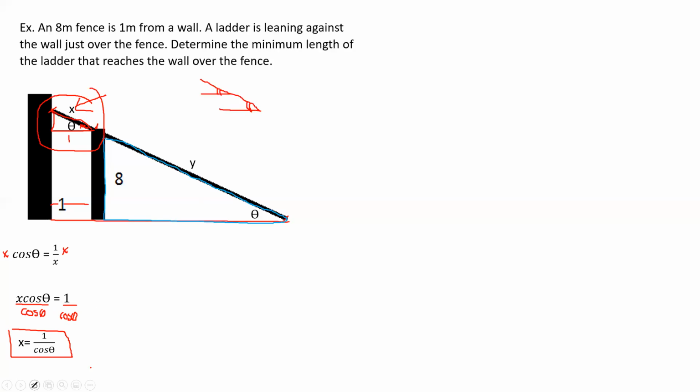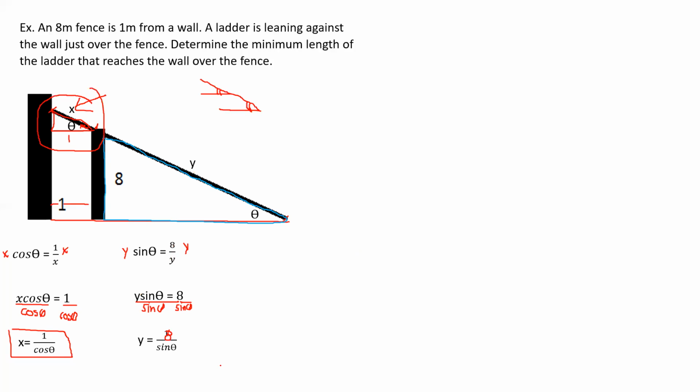Let's do the exact same thing with the blue one, shall we? With the blue triangle, we have theta, opposite, and hypotenuse. So opposite and hypotenuse, that would be sine. Sine is opposite side over hypotenuse. Let's multiply both sides by y. When we do that, y sine theta equals 8. Divide by sine, and we'll get y equals 8 over sine theta. Sorry, that should be an 8. So 8 over sine theta.